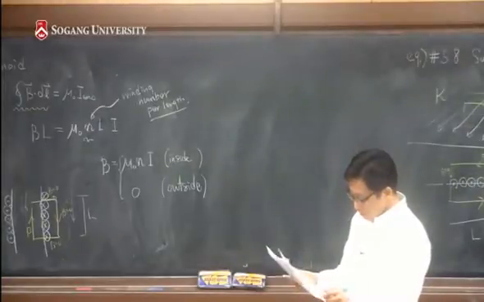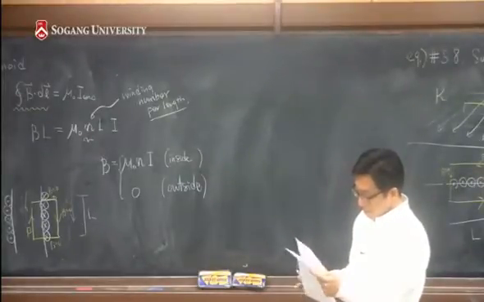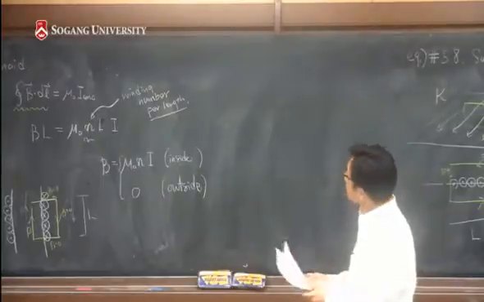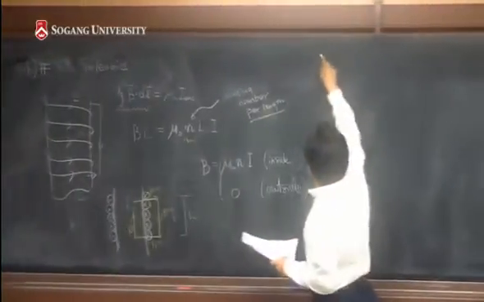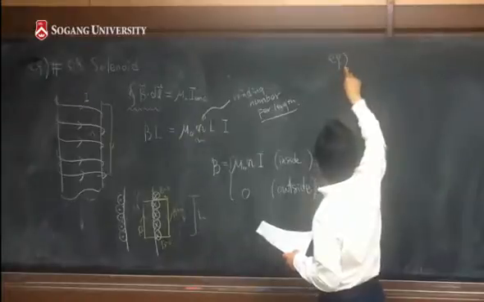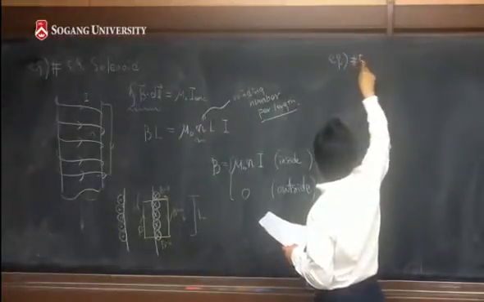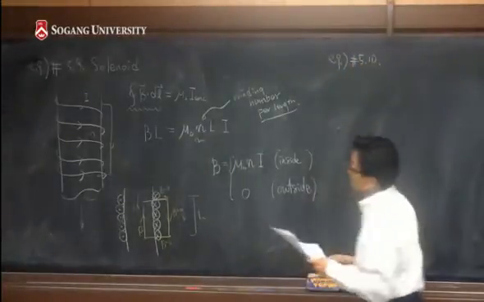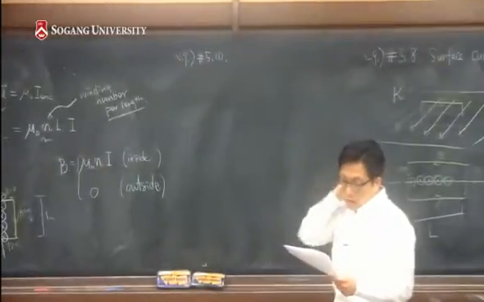And the next example, 5.10, is the kind of current distribution called the toroidal coil. Toroidal coil.